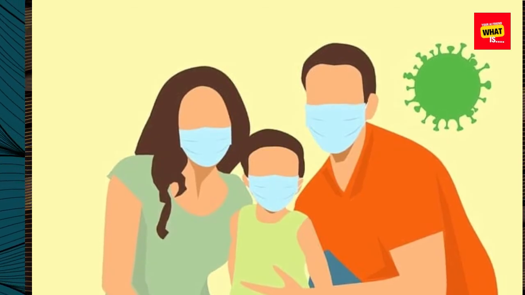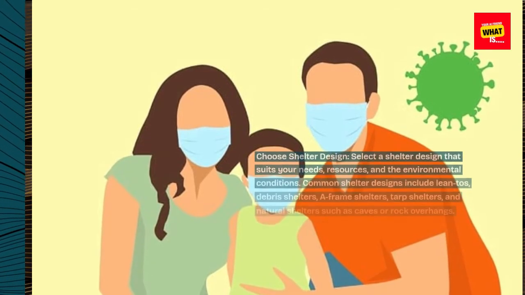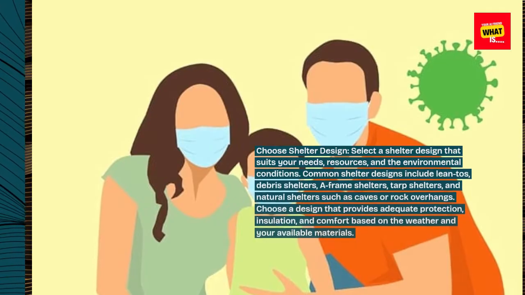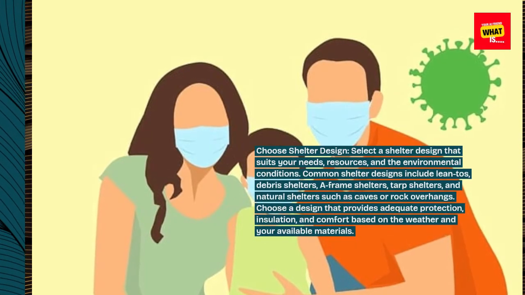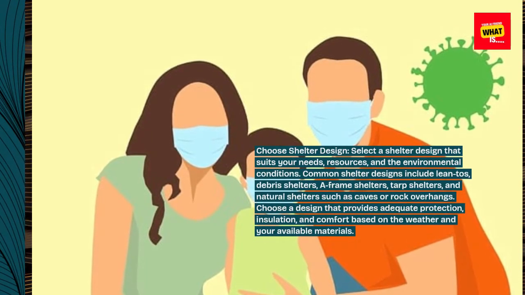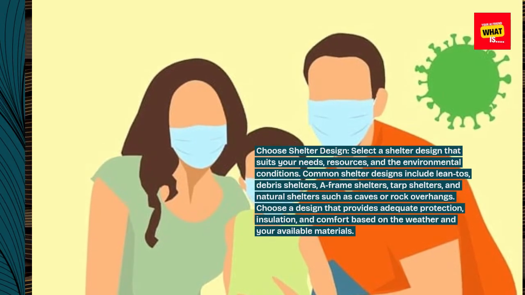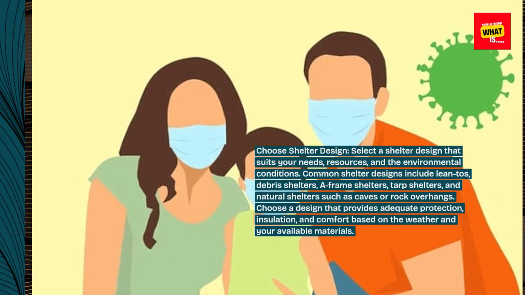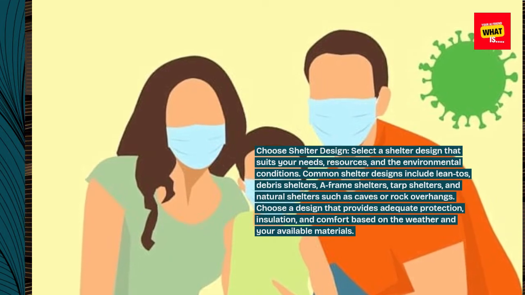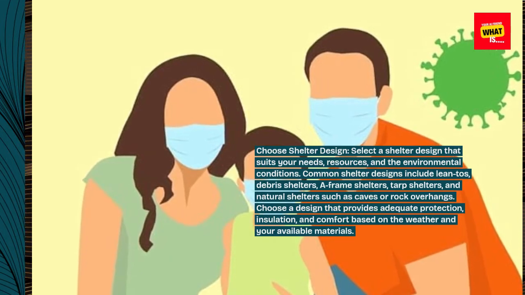Choose shelter design. Select a shelter design that suits your needs, resources, and the environmental conditions. Common shelter designs include lean-tos, debris shelters, A-frame shelters, tarp shelters, and natural shelters such as caves or rock overhangs. Choose a design that provides adequate protection, insulation, and comfort based on the weather and your available materials.